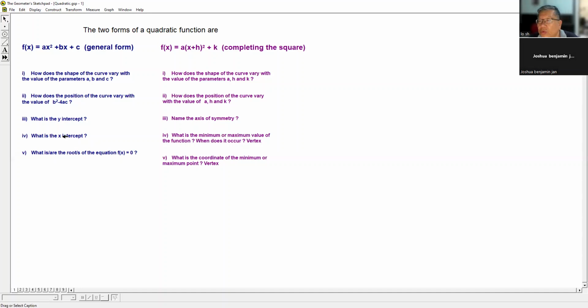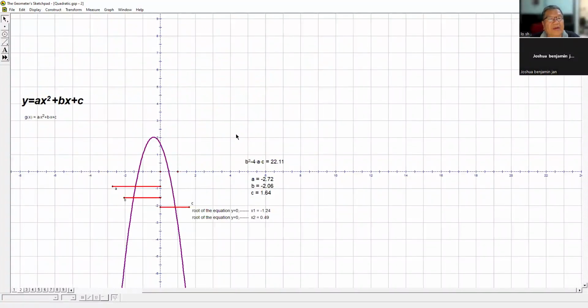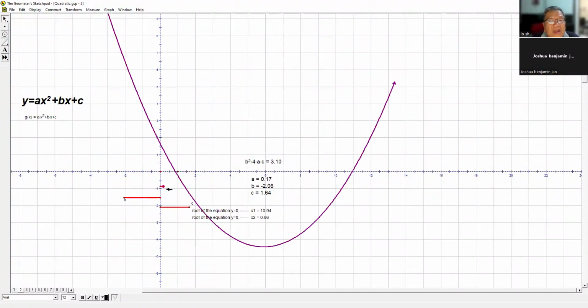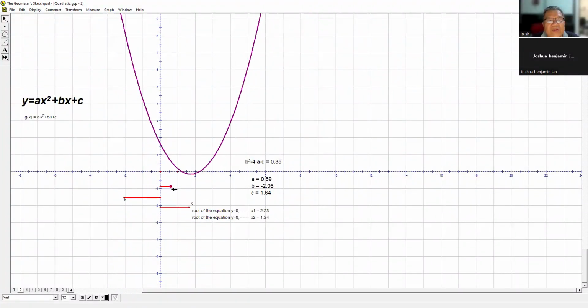So I'm going to show you this graph, ax squared plus bx plus c. Okay, right. So this is a quadratic function. The value of a is this. The value of b squared minus 4ac is this. Now, let me make it simpler. Let's say the value is 1.